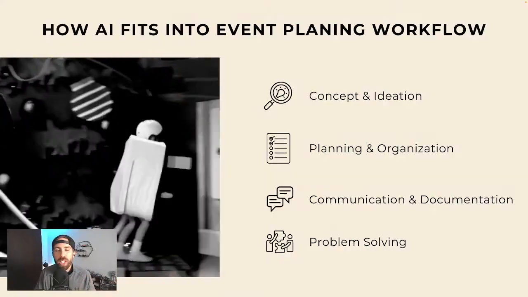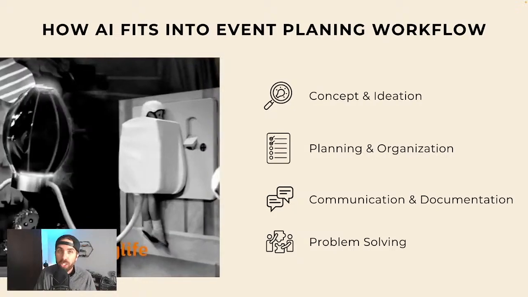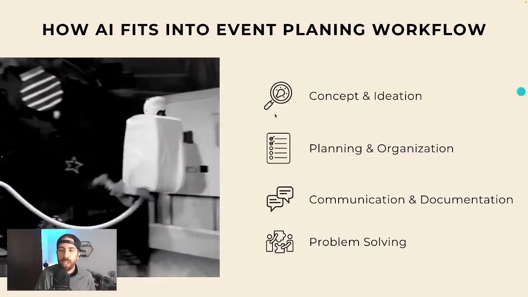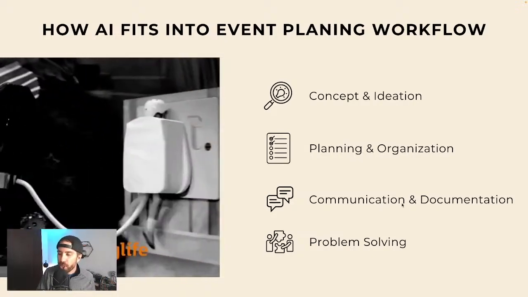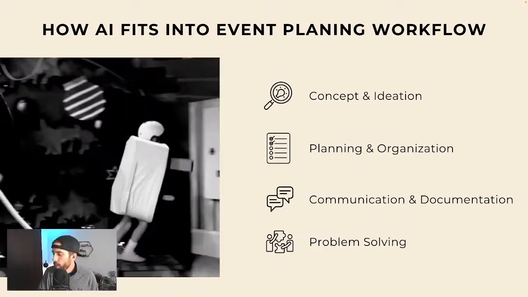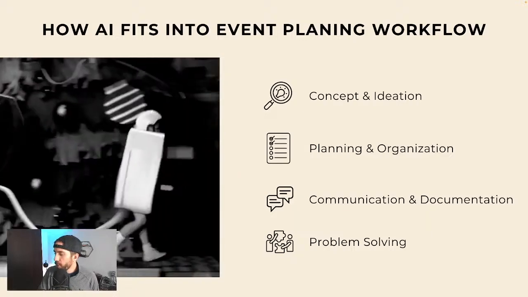So those are the 4 different things that you would be doing with event planning. This is how it's going to make you more productive and more creative as an event professional. So that's concept and ideation, planning and organization, communication and documentation, and problem solving. Now, let's put this into practice.